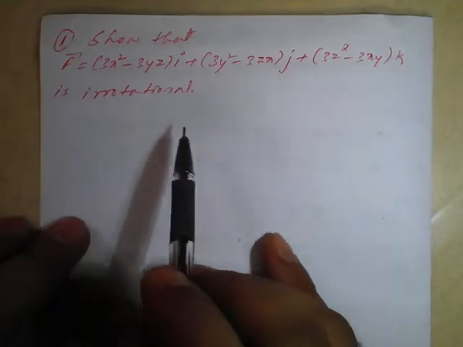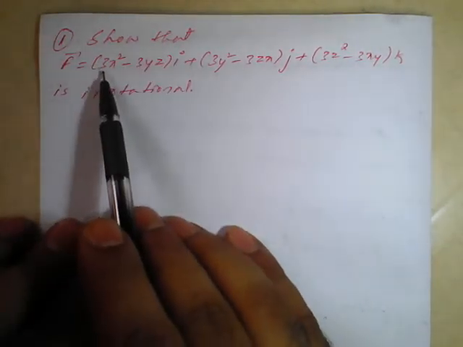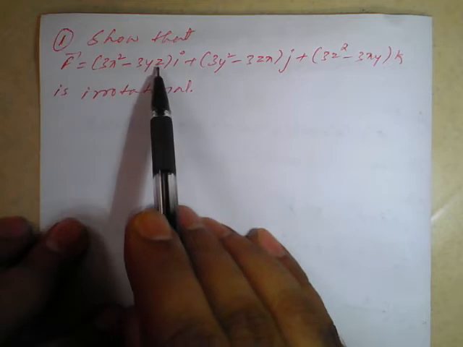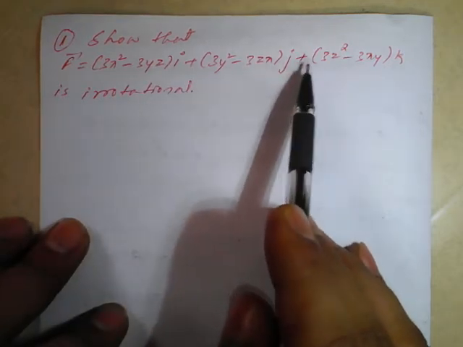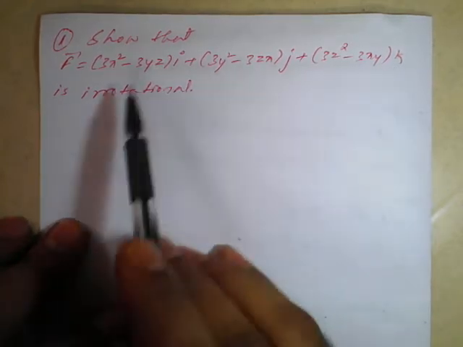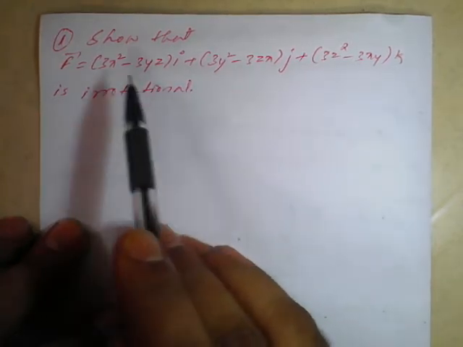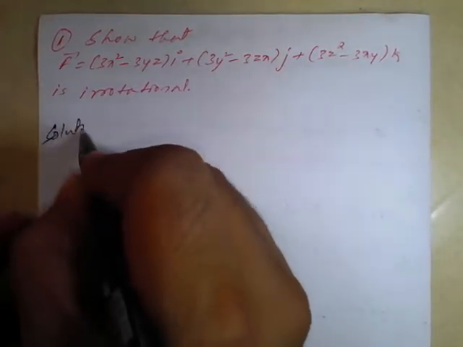Now we will see an example based on irrotational. Show that vector f is equal to (3x square minus 3yz) i plus (3y square minus 3zx) j plus (3z square minus 3xy) k is irrotational. So we need to show this vector is irrotational. Solution.